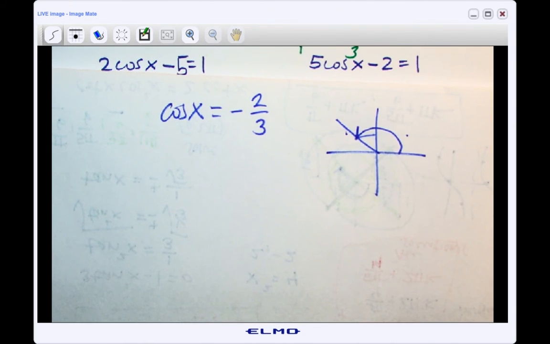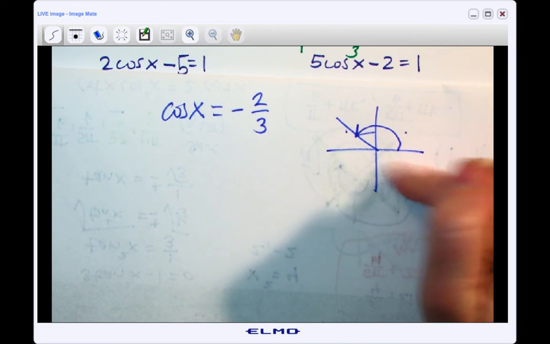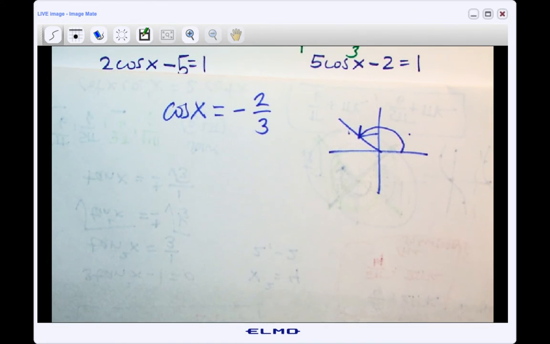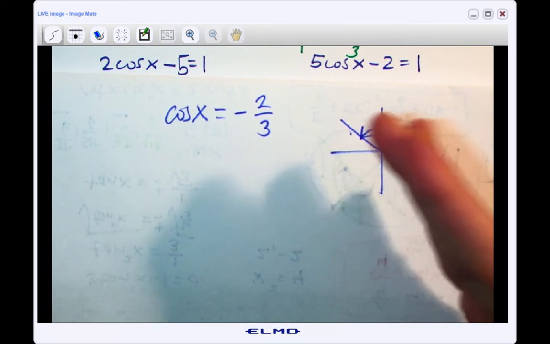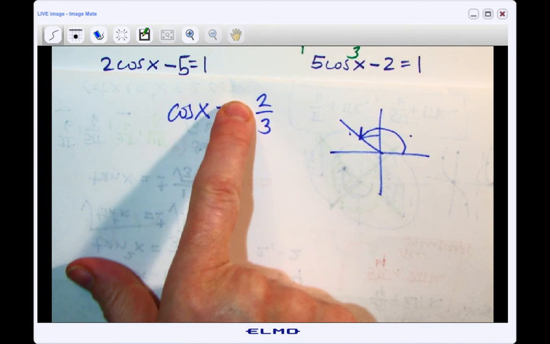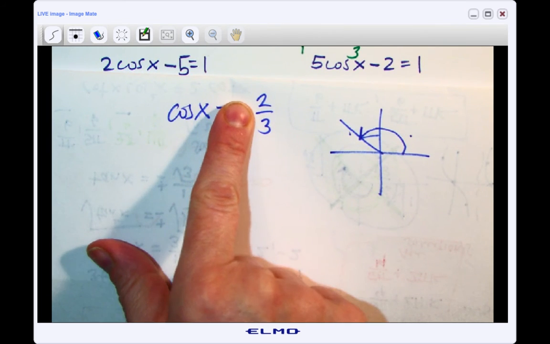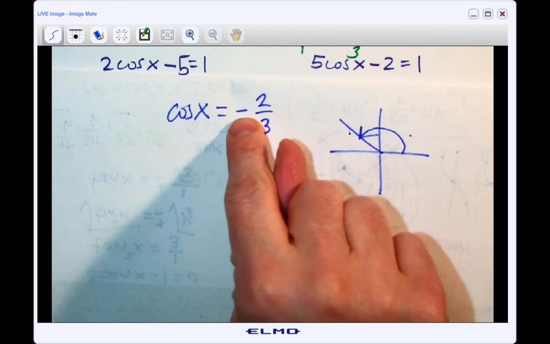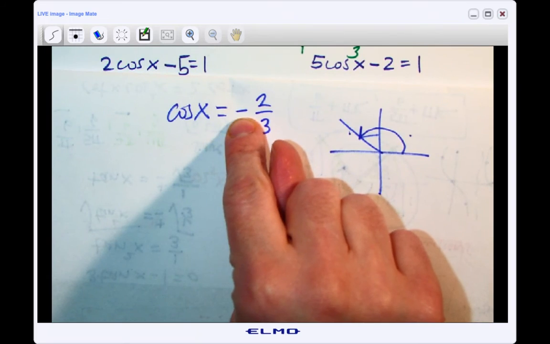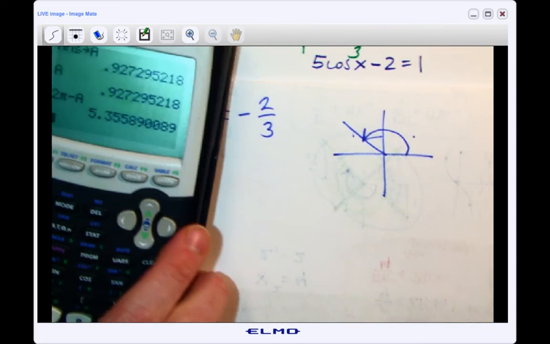The trouble with that is it's hard to find the one down here once you do that. So for me, I don't do that. I forget about the sign. I do it just like I do with the other ones. I use this to find the reference angle, and then I draw it in the right place using this. So that's what I'm going to do.